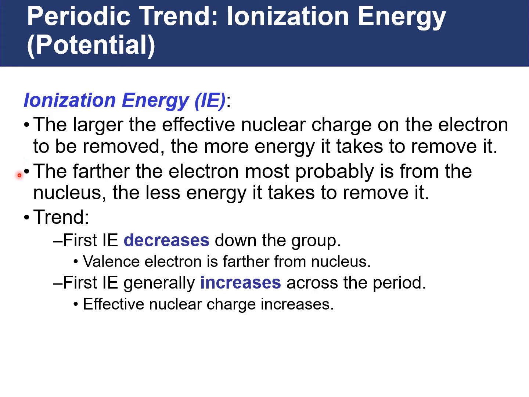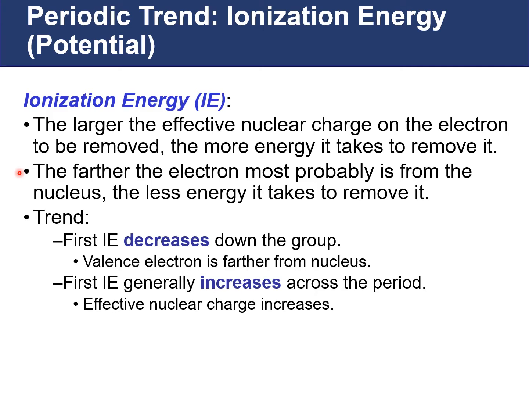As you go down the periodic table, the electron becomes easier to remove, partially because the effective nuclear charge decreases as you go down, but also because the electron is further away from the nucleus, making it easier to remove. So the further the electron's most probable location is, remembering of course that the orbitals are probability distributions, and as you go down the periodic table, those probability distributions get larger.